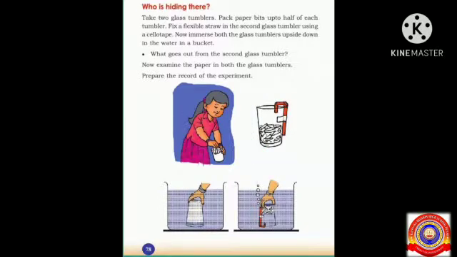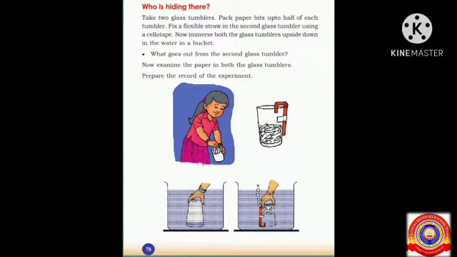Then take some water in a bucket. Then immerse both the glass tumblers upside down in the water in the bucket. So this is the method for doing this experiment. Dear children, do you know what happens when we immerse both the glass tumblers upside down in the water?